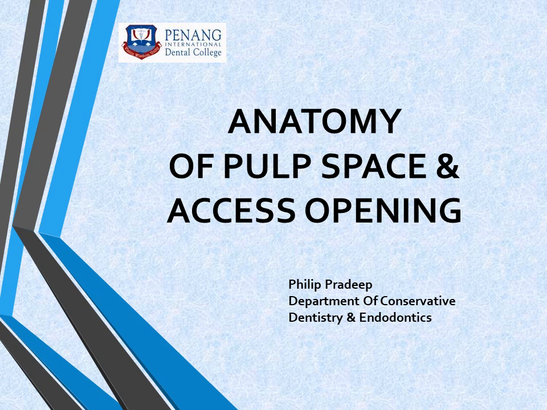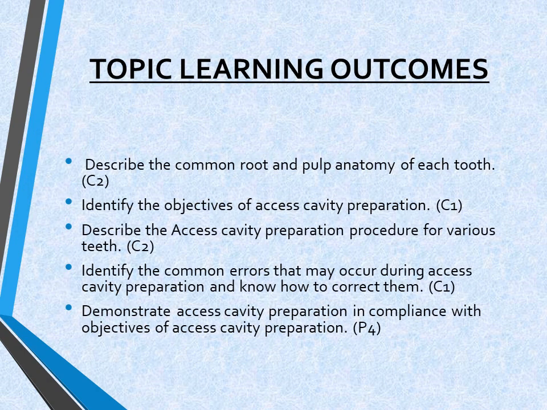Today I'm going to be taking my lecture on anatomy of pulp space and access opening. At the end of this lecture, you should be able to describe the common root and pulpal anatomy of each tooth. You should know how to do an access cavity preparation and why it's done. What are the basic principles which are followed, and you should know the common errors which you can face when you are actually doing an access opening for the different kinds of teeth.